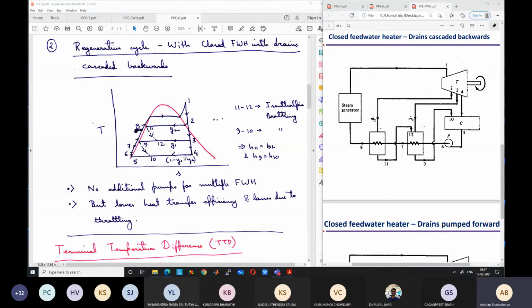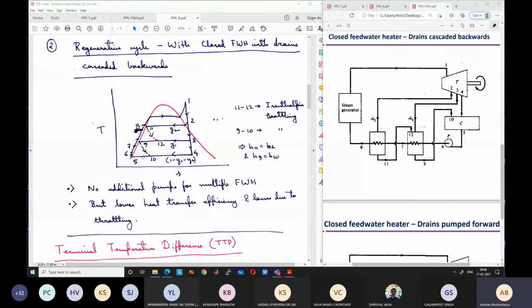It is lost. It is at low temperature, so it cannot be used for any other purpose. It is at 40 degrees, 50 degrees. You don't have much use of that energy in real life. If it was at say 500 degrees or 400 degrees, we could have used it for running other devices, but we cannot use it. It is low grade energy, so it is lost. So for the last stage, the throttling process is very inefficient. It is not a good process.